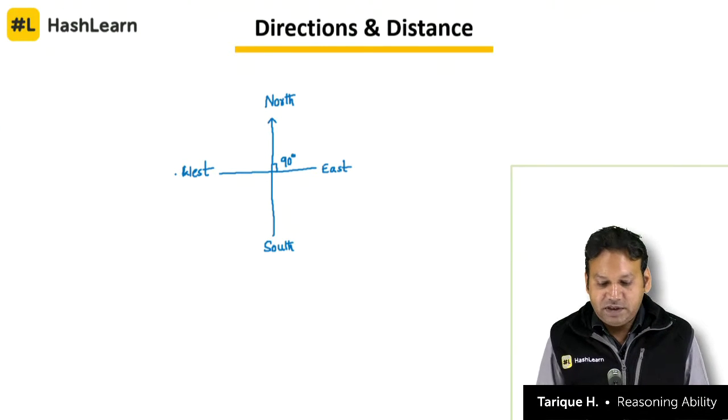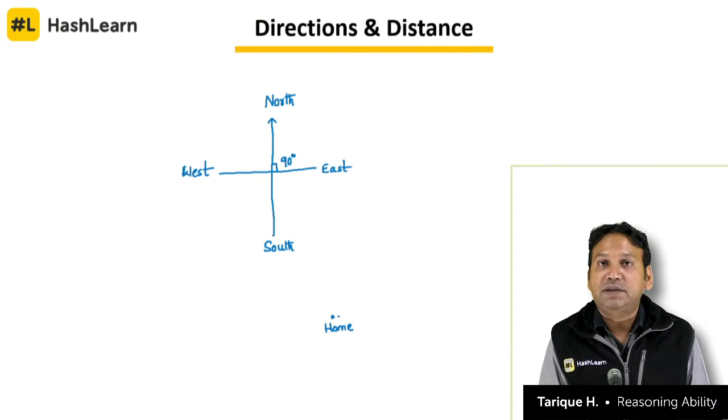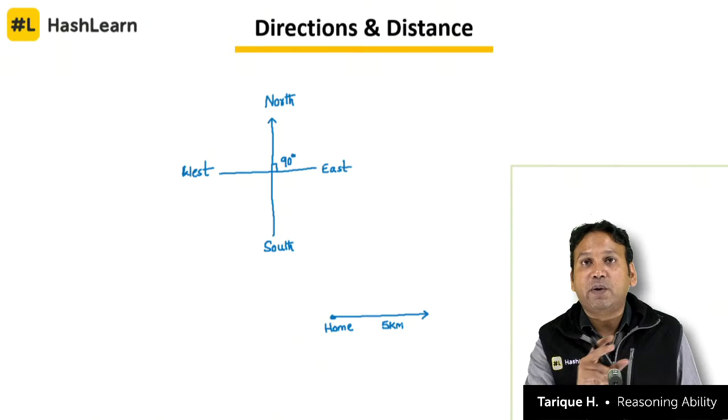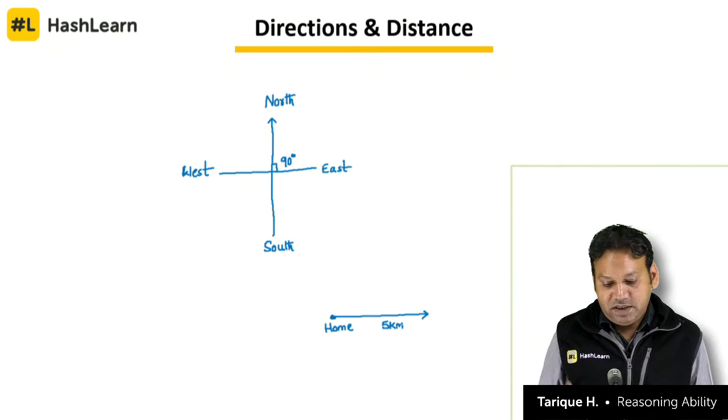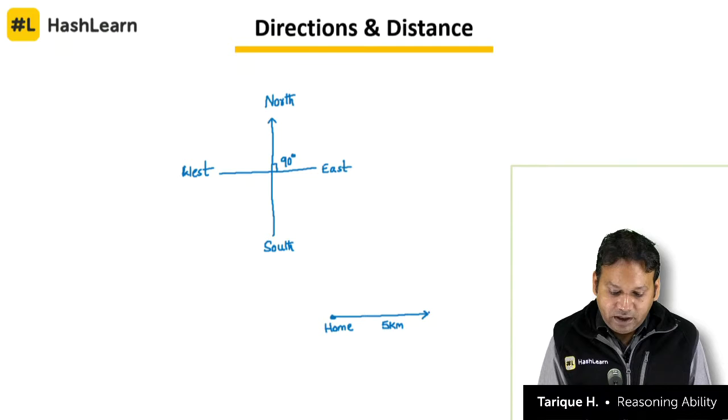If someone starts from his home and moves 5 kilometers towards east, how will you make it? Let's say this is his home and he travels 5 kilometers towards east. This will be the distance travelled towards the east direction. That's how questions will give you instructions. A person started from his home and travelled 5 kilometers towards east. Then he took a left turn.